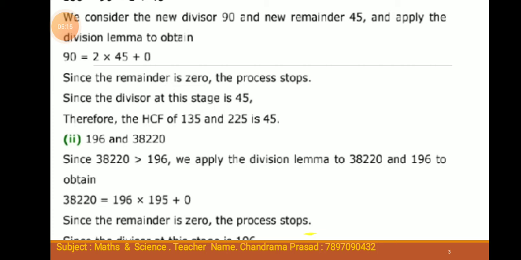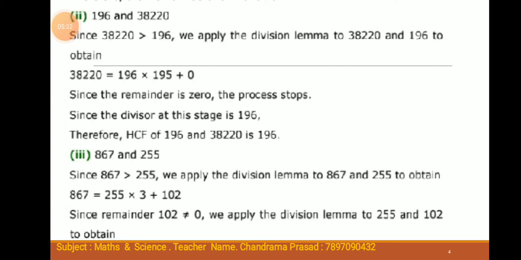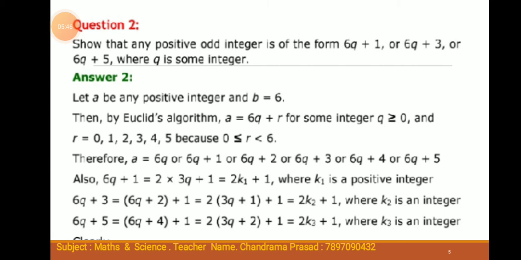Hence, you can say that the divisor at this stage is 195. Therefore, the HCF of the given numbers is 195. This is the answer. Students, all of you solve the next questions; they will be the same. Now start question number 2.